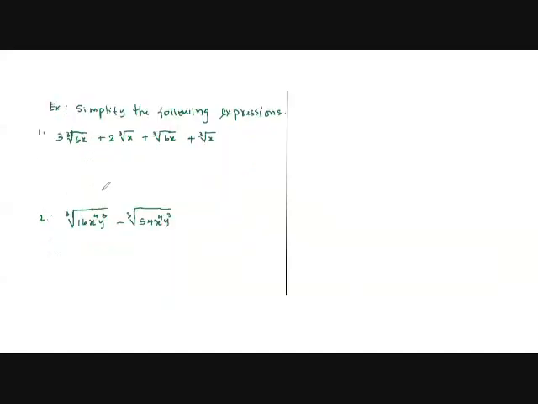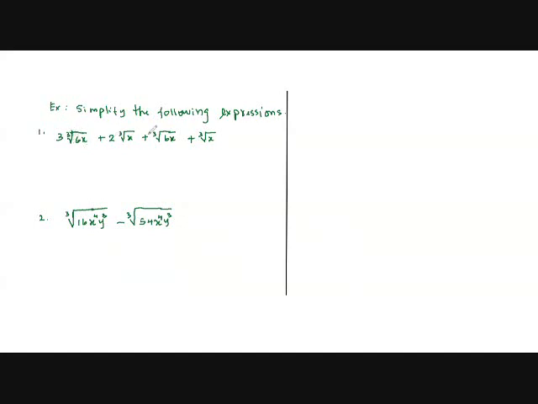Now see this: simplify the following expressions. This one you observe: 3 times the cube root of 6x, plus 2 times the cube root of x, plus this one. The first step you have to find out which ones are like terms and which are different terms. You can observe here this one, right?